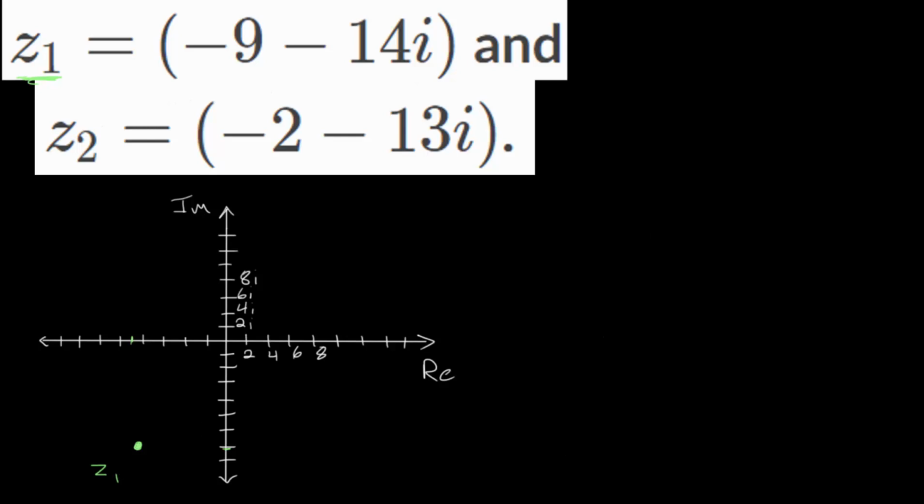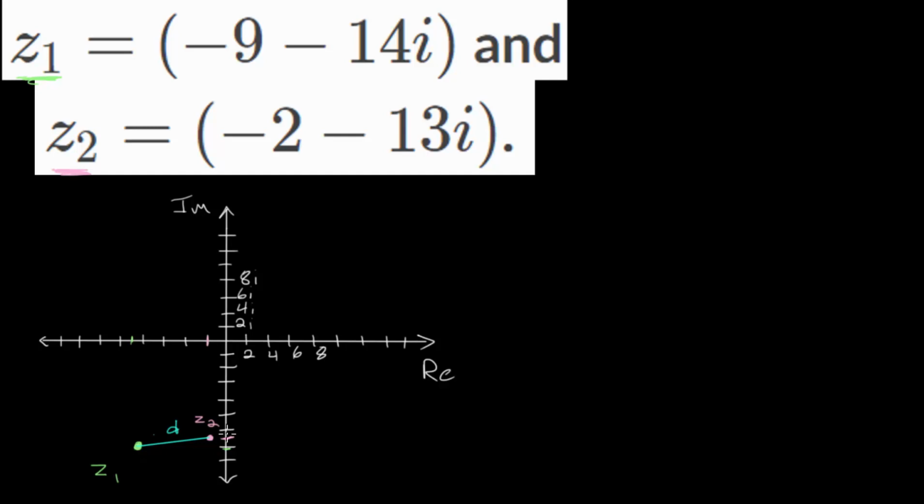And we'll plot this next point. We can do that in the pink color. This is z2. We go left 2 for our real axis and down 13i, or minus 13i, for our imaginary axis, which is right about there. So that point is roughly right there. We can call that z2. Now, what we're trying to do is find the distance between these. So we can construct a line, and we call the length of this line d.